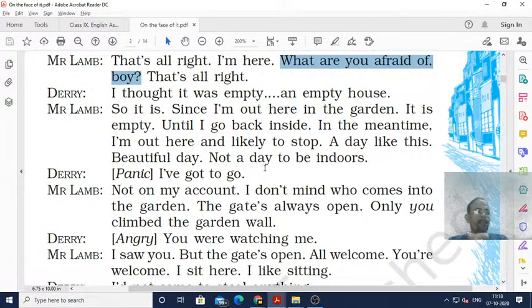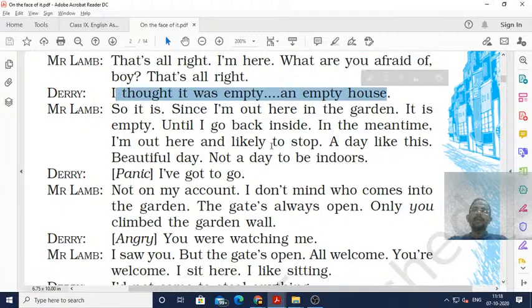He's trying to make the boy feel comfortable with his dialogue. I thought it was empty, an empty house. Then Daddy replies, I thought the house attached to the garden is empty. No one lives here. Mr. Lamb says, so it is. Of course it is empty.